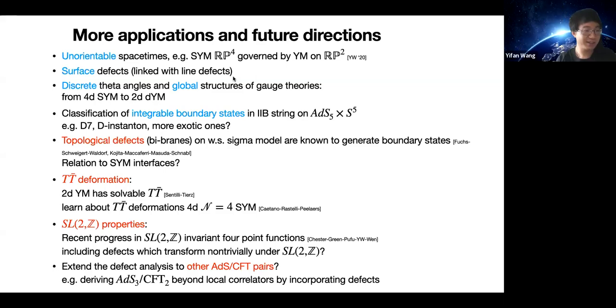Yeah, that's a very good question. I have to say that from my previous analysis, I didn't find a setup that allows you to have two defects on two different circles preserving the same supercharge. I see. So that has to be worked out.